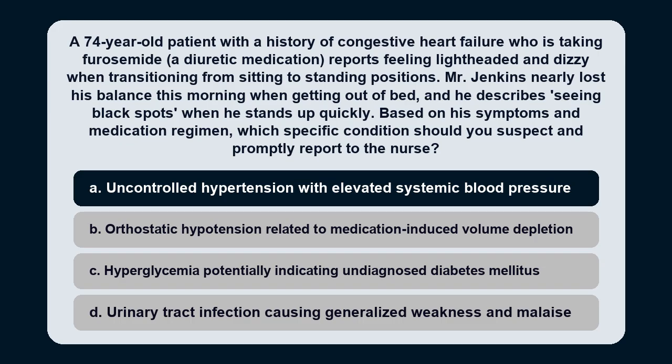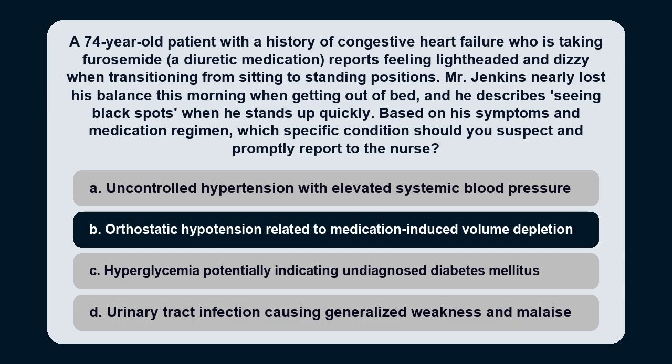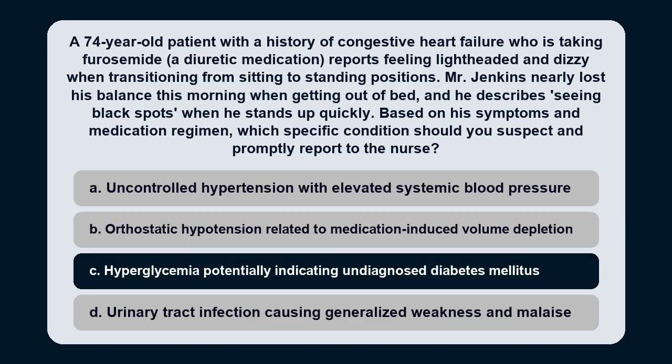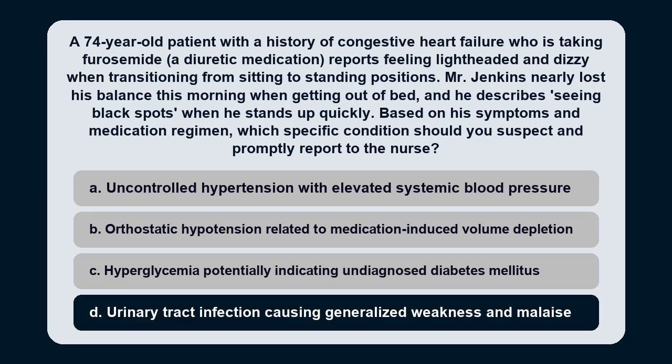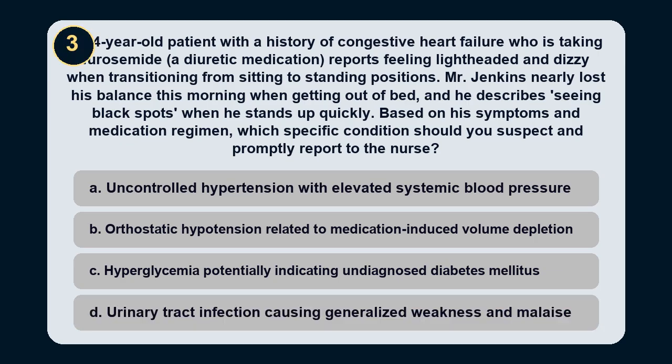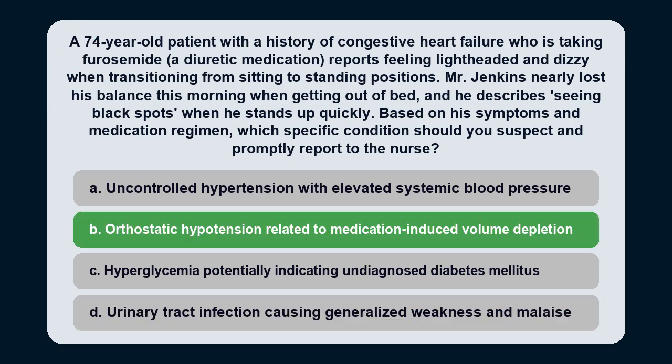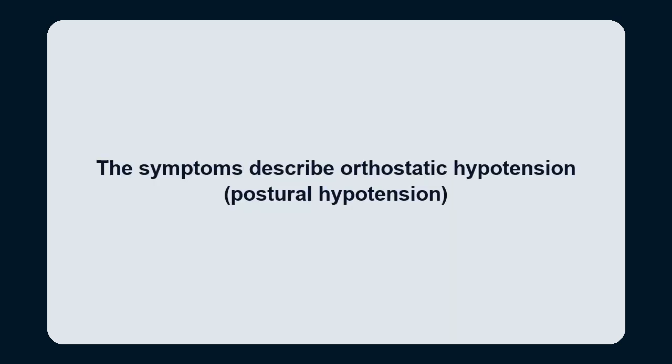Option A. Uncontrolled hypertension with elevated systemic blood pressure. Option B. Orthostatic hypotension related to medication-induced volume depletion. Option C. Hyperglycemia potentially indicating undiagnosed diabetes mellitus. Option D. Urinary tract infection causing generalized weakness and malaise. The answer is B. The symptoms describe orthostatic hypotension, postural hypotension.